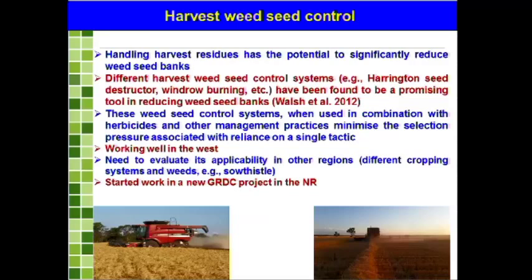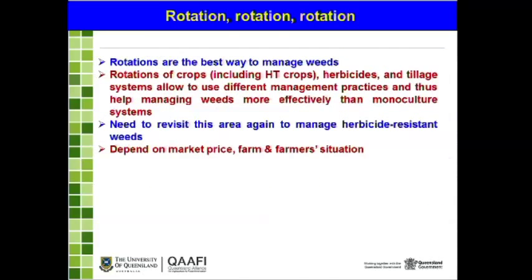So recently we started a project with Mike Walsh, in the new GRDC, and we'll see its applicability in our region. I think there is nothing new in this one. Everyone knows rotations of anything. Rotation of your management, rotation of weeds, herbicides, rotation of crops, herbicides or tillage system. Even to me, no-till system also should be rotated, not after every year, but maybe after a few years. So I think we need to revisit this type of area.